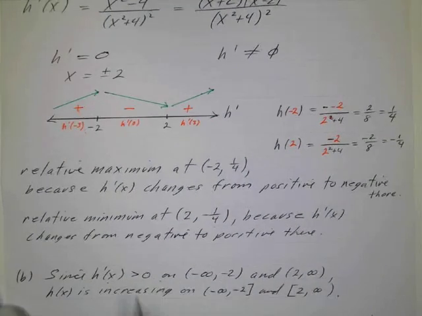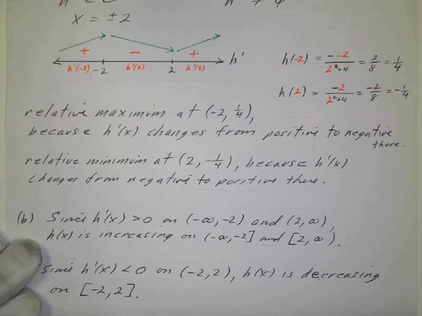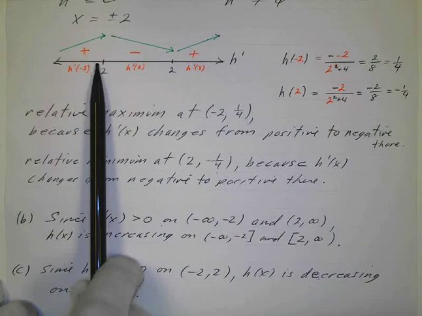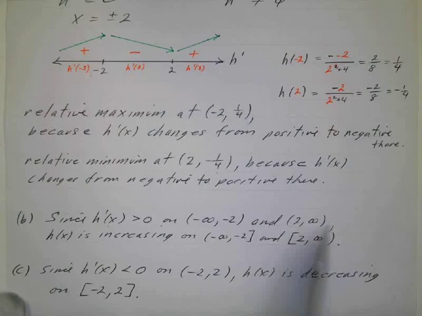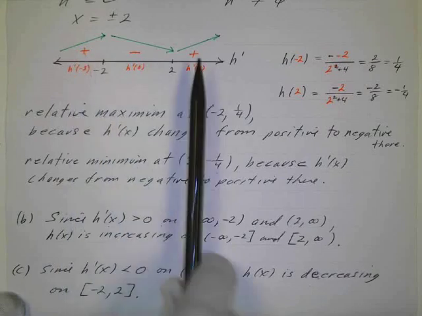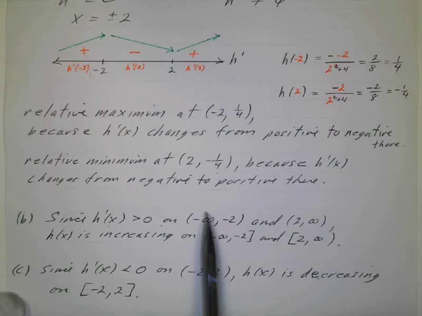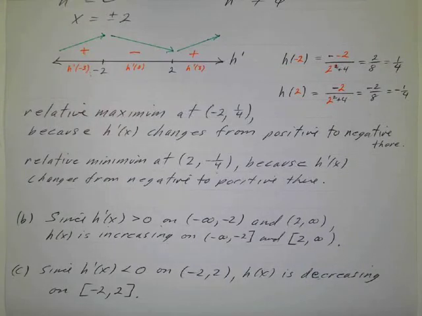And then since the derivative is greater than 0, pardon me, this is the B part of these questions. All right. Since the derivative is positive from negative infinity to negative 2 and from 2 to infinity, on these intervals, since it's positive, we say that the function is increasing. The derivative is positive, so the function is increasing on negative infinity to negative 2 and 2 to infinity. And those will be closed at the numbers.